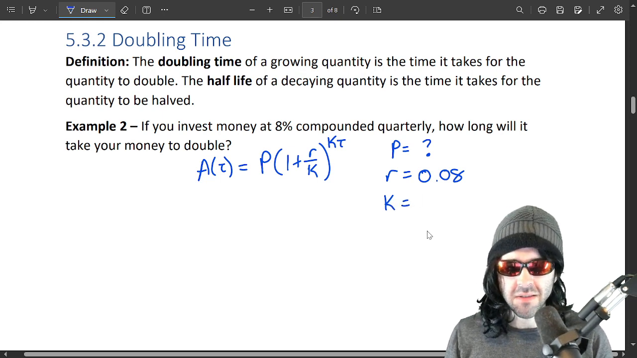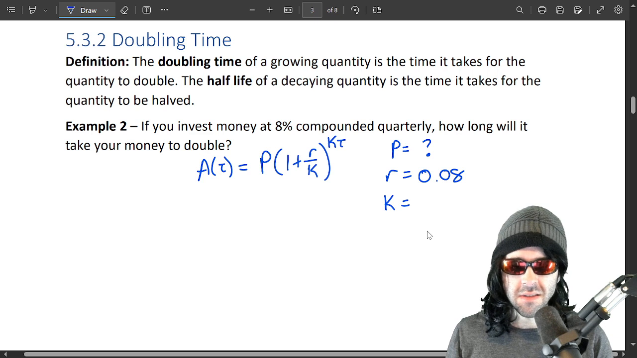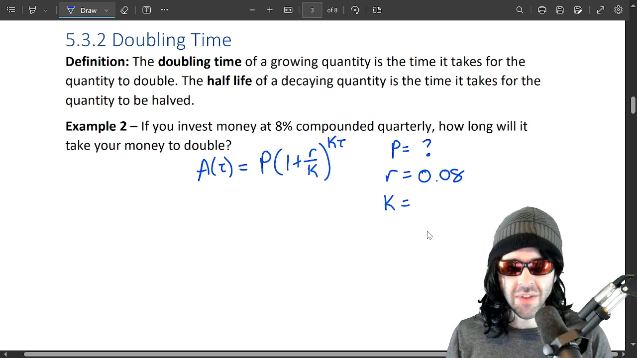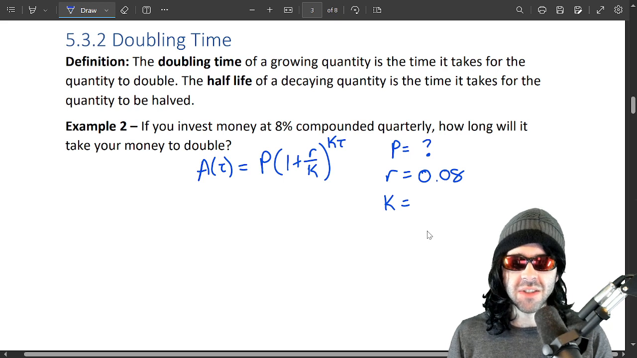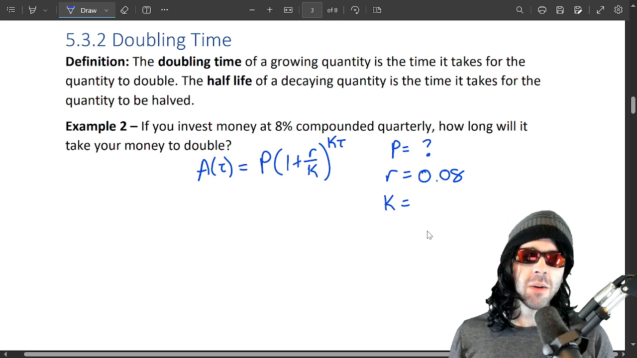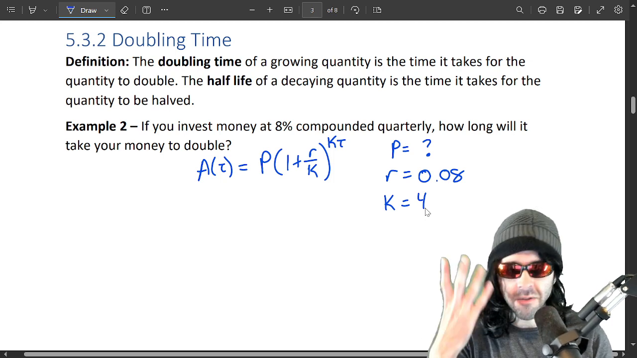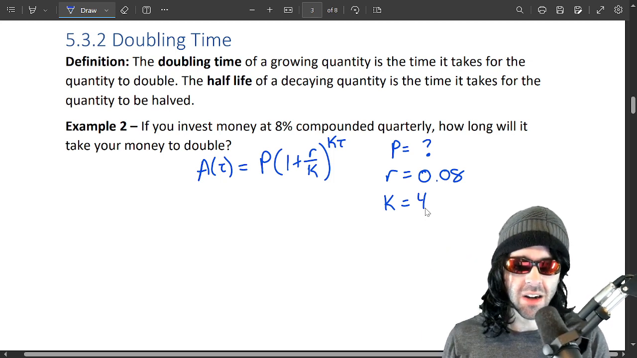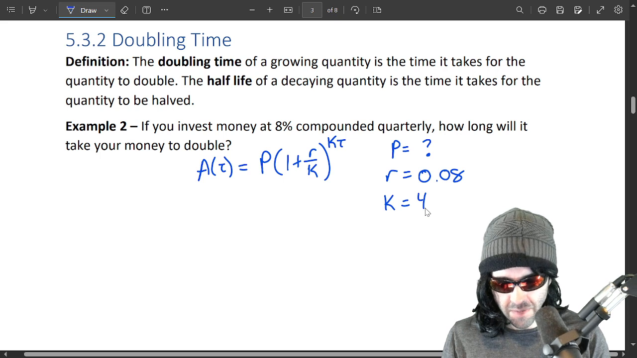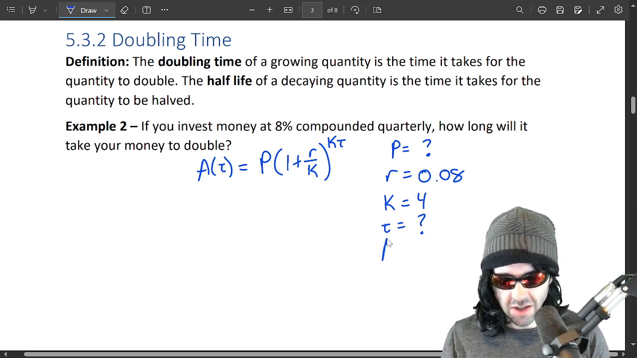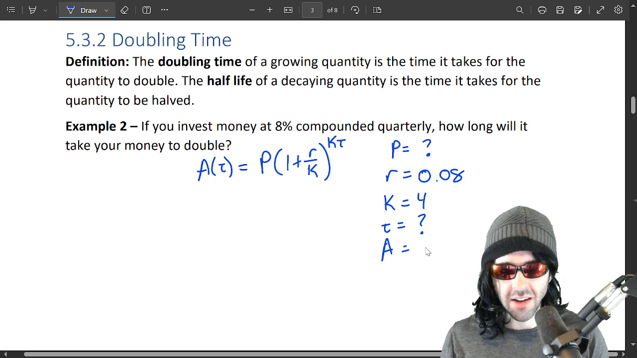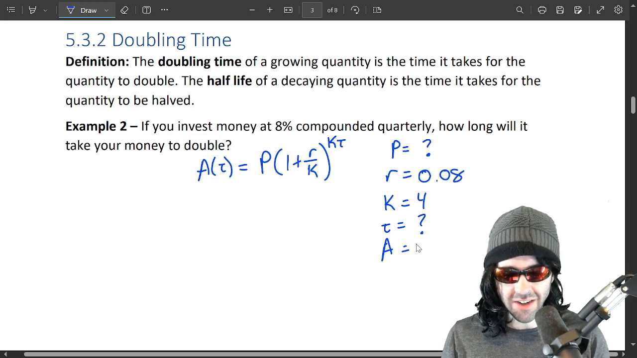And k, we'll talk more about compound interest in chapter 6. But here's the formula that we can use for now. K is how many times it compounds in a year. So if it's compounding every quarter, it's 4 times a year. There are 4 quarters in a year. Happens 4 times. All right. And then t, we also don't know. A, we also don't know.